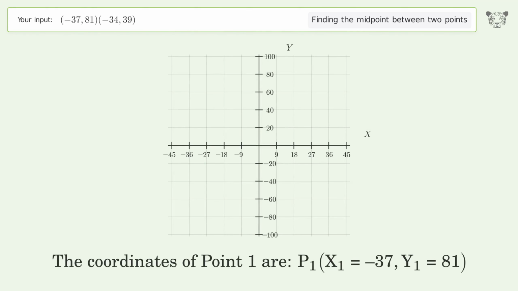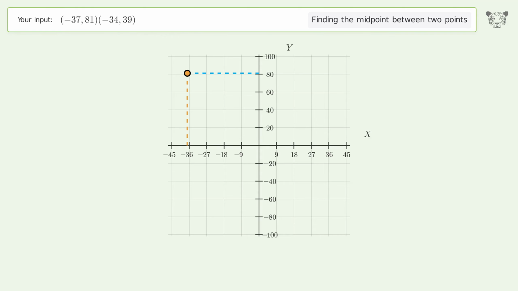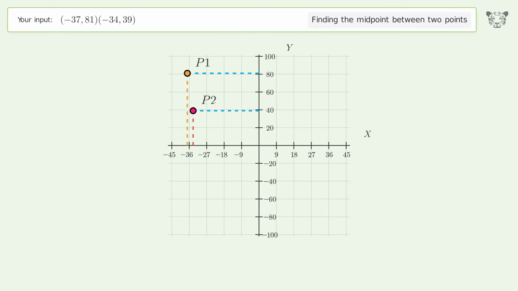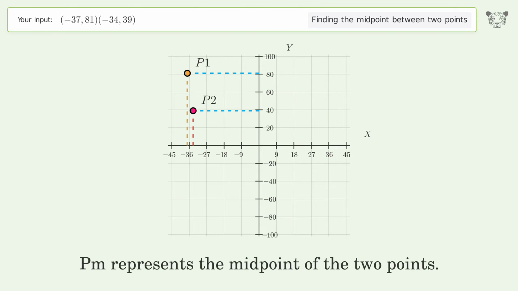The coordinates of point 1 are, x1 equals negative 37, y1 equals 81. The coordinates of point 2 are, x2 equals negative 34, y2 equals 39. PM represents the midpoint of the 2 points.